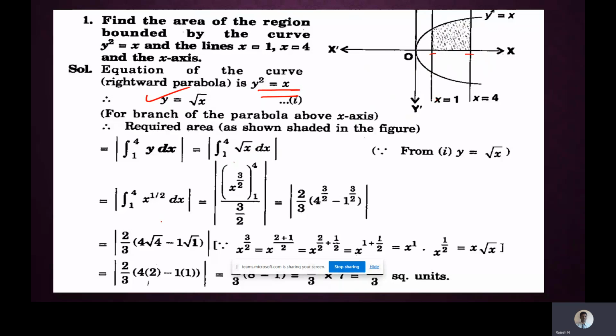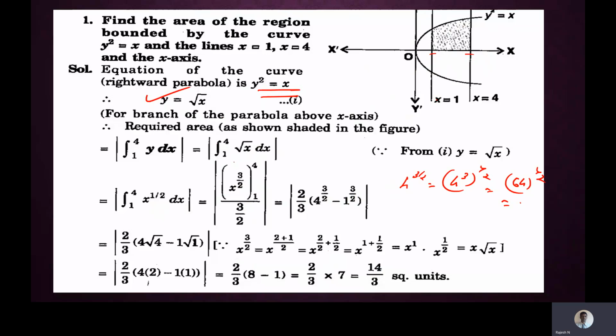Integral 1 to 4, y is root x. Root x is x raised to 1 by 2, which integrates to x raised to 3 by 2 by 3 by 2, from 1 to 4. So 4 raised to 3 by 2 minus 1 raised to 3 by 2. What is 4 raised to 3 by 2? It is 4 cube raised to 1 by 2, which is 64 raised to 1 by 2.